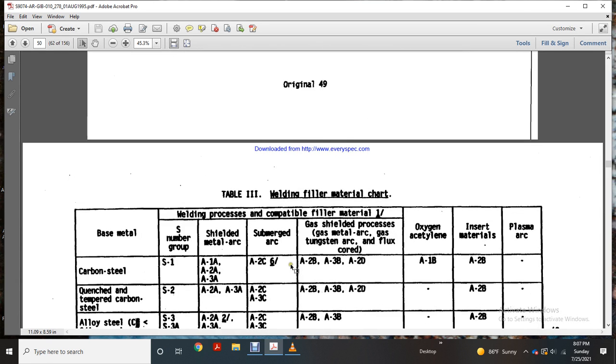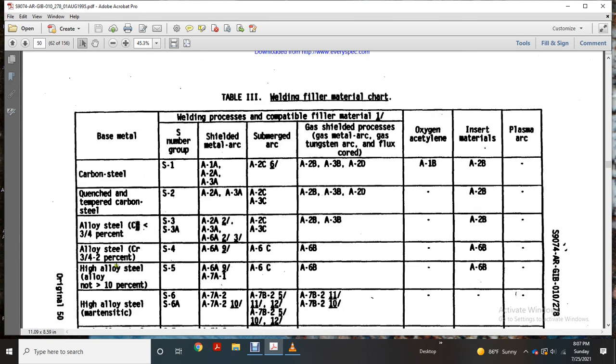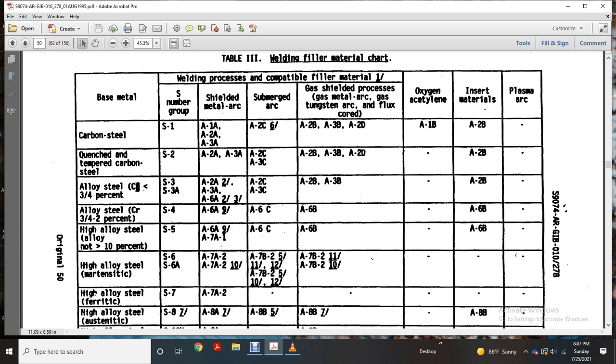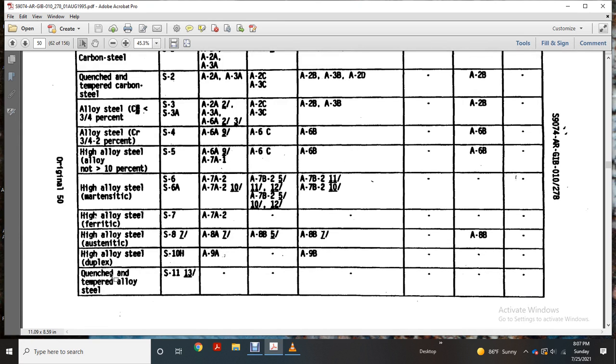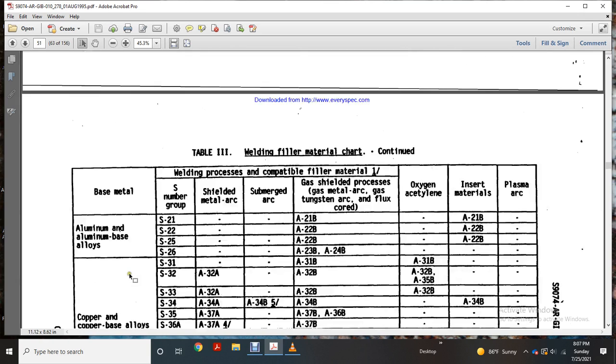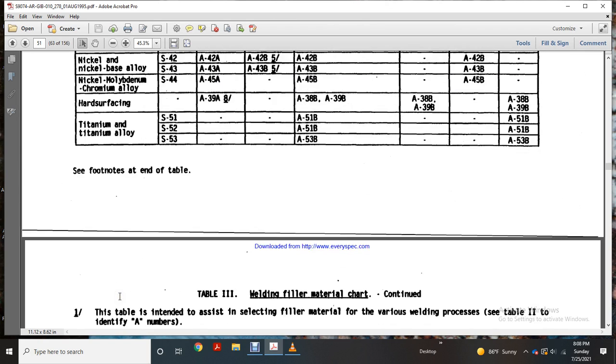Welding process compatibility with filler metal and base metal S group number: shielded metal arc, submerged arc, gas shielded processes with tungsten, flux, oxygen, inert gas, plasma arc. These are for carbon steel, quenched and tempered alloy steel, 3.25% chromium alloy, nickel alloys, ferritic, austenitic, duplex, aluminum and aluminum base alloys, copper and copper base alloys, nickel base alloys, chromium alloyed hard surfacing, titanium and titanium alloys.